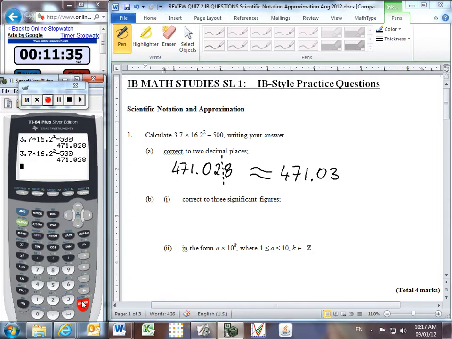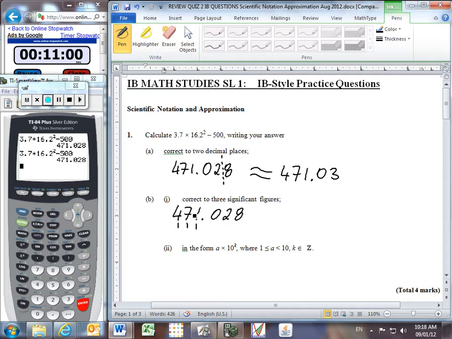Alright, part B. We need to round the number correct to 3 significant figures. So our original number was 471.028. Significant figures have nothing to do with the decimal point. For significant figures, we're going to count through the number from left to right until we reach a non-zero number. Now in this case, our non-zero number is right at the very beginning, a 4. So that will be our first significant figure. This will be our second, this will be our third.